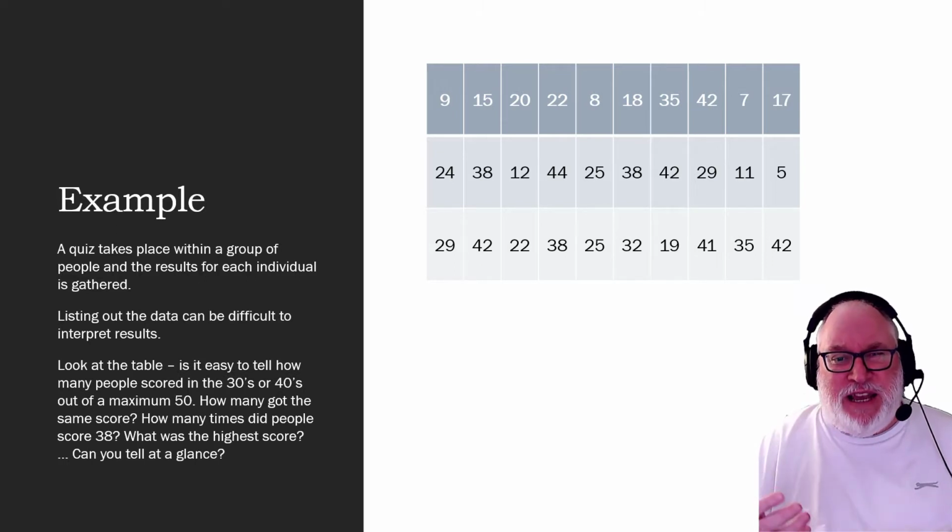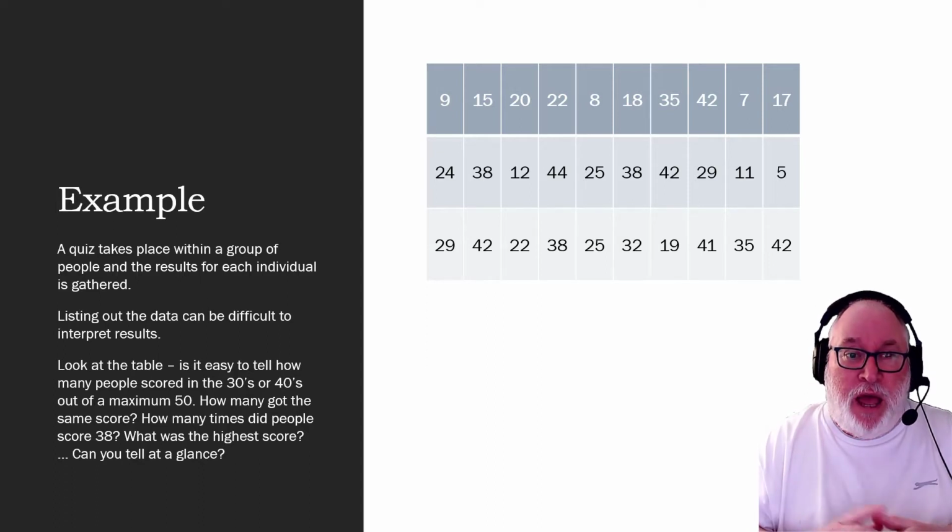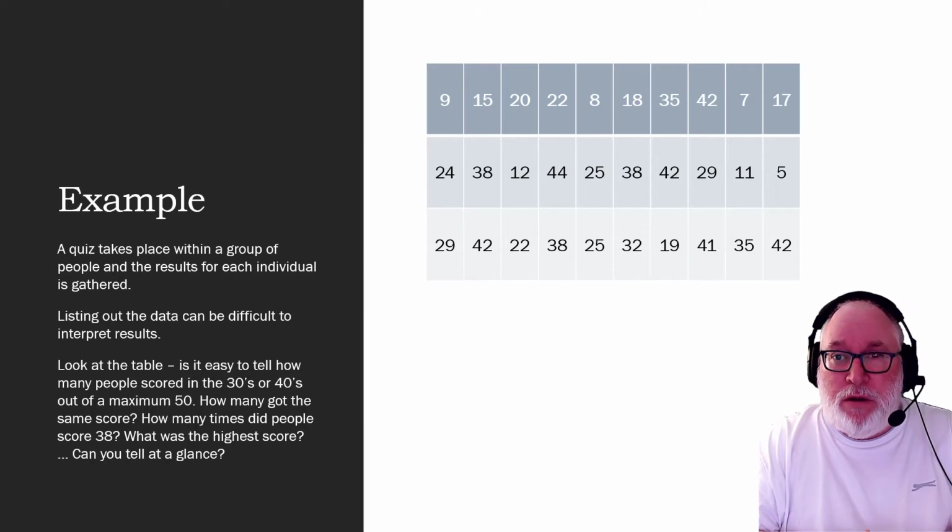So as I said there, how many people got in the 30s? How many people got in the 40s? And how many people got the maximum of 50 or close to the 50? Oh my goodness, all these questions, nowhere to go with your eye. It's all over the place, isn't it? How many times did people score 38? I can see 1, 2, 3. You sure?